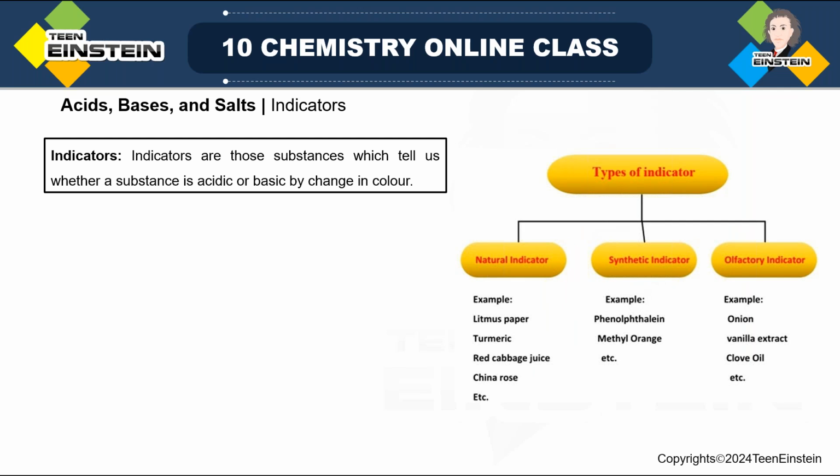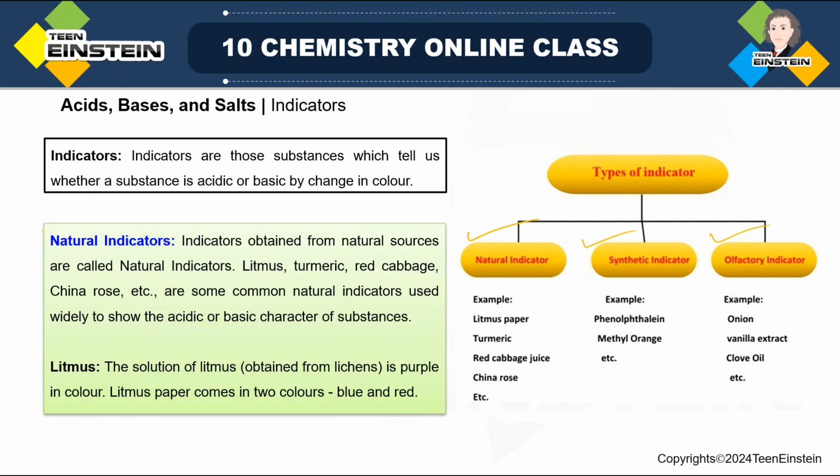So here we have this table of types of indicators. There are a total of 3 types: natural, synthetic, and olfactory. Natural indicators are basically of plant origin. Synthetic indicators we can make, we can synthesize in the laboratory from some chemicals. And olfactory indicators are related to smell. So we will come to all these indicators one by one with proper examples.